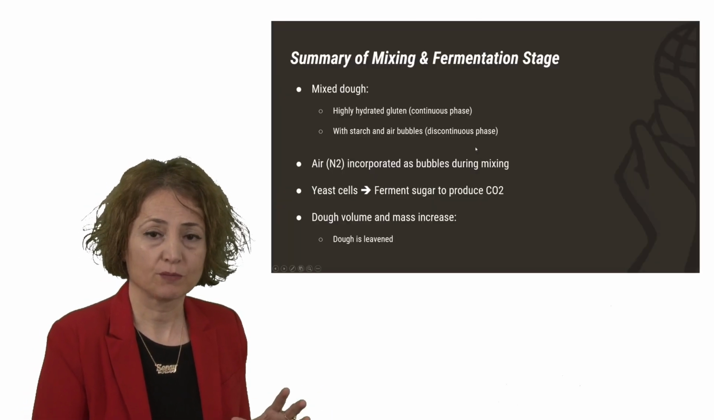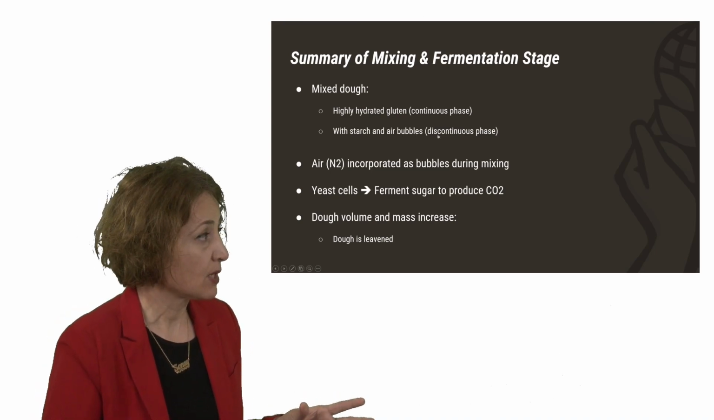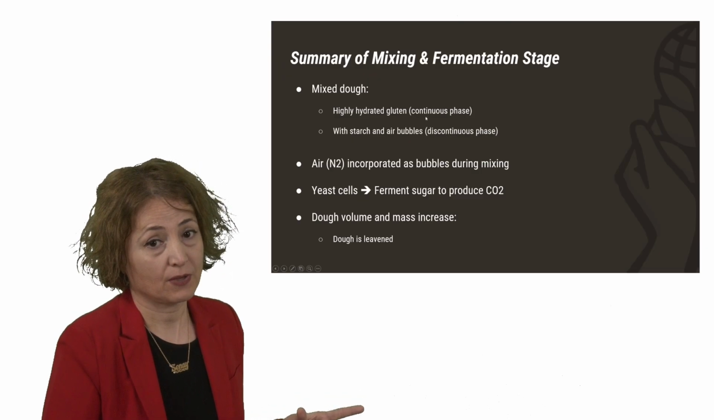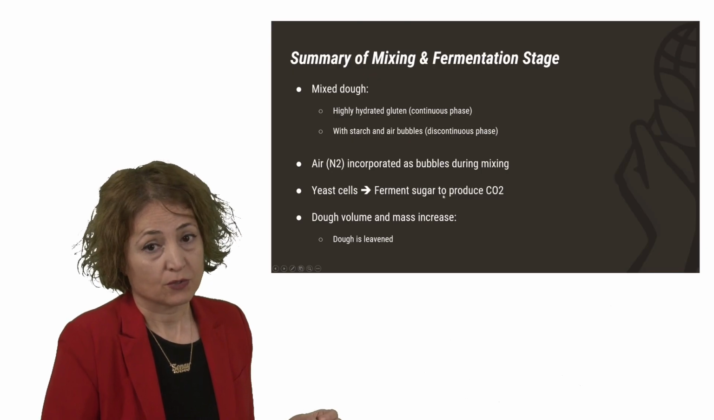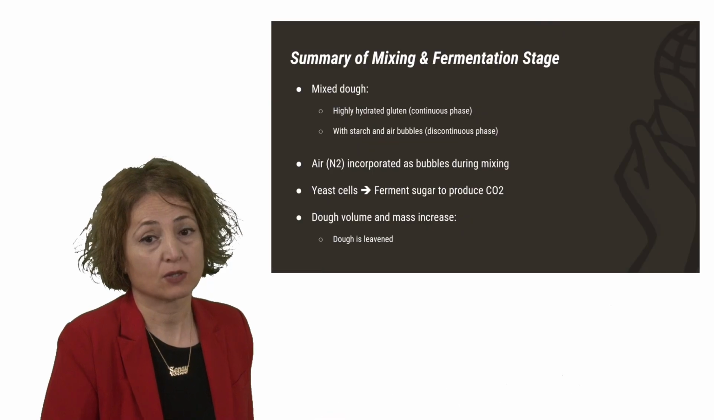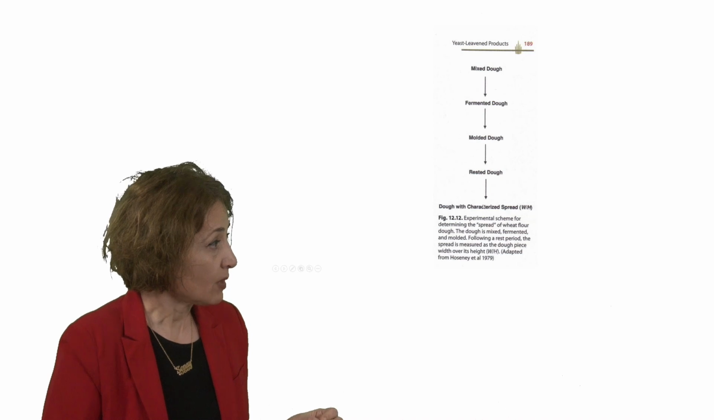So if you look at both mixing and fermentation, the summary of both operations is: in mixing, starch and air bubbles are the discontinuous phase, and highly hydrated gluten is the continuous phase. And then we have air incorporated into the dough. Yeast cells are fermenting sugars to produce carbon dioxide, and the dough volume and mass are increasing. So this is why we have the leavening of the dough system, with yeast leavened products, dough with characteristic spread.